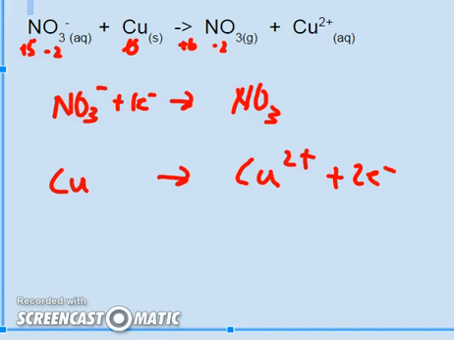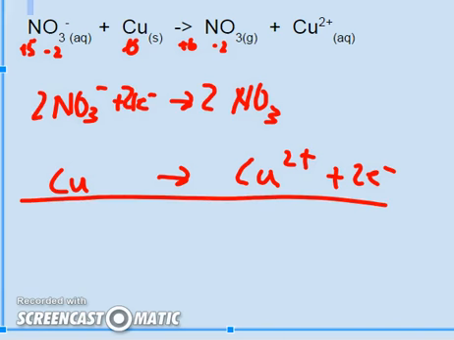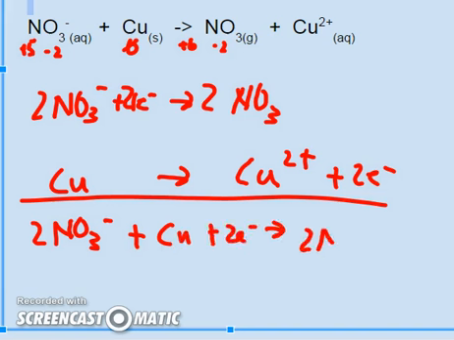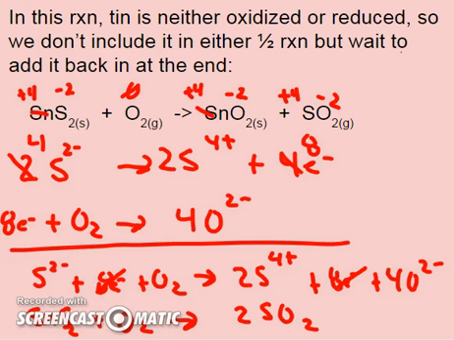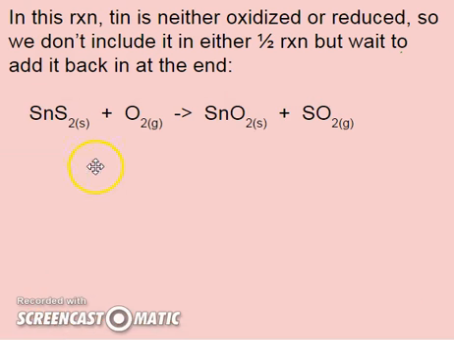So then finding my least common multiple, I would need to double this to 2, 2, and 2. I can go ahead and add them up then, and I've got 2 NO3 minus plus Cu plus the 2 electrons becomes 2 NO3 plus Cu2+ plus the 2 electrons, and the 2 electrons then cross out, leaving us with our balanced redox equation. Okay, on this one, I'm going to clear my work here and start this over again.